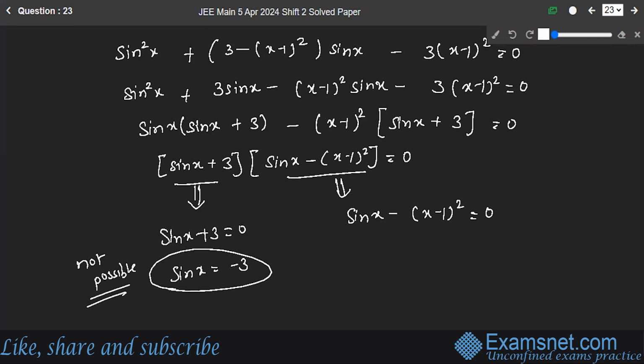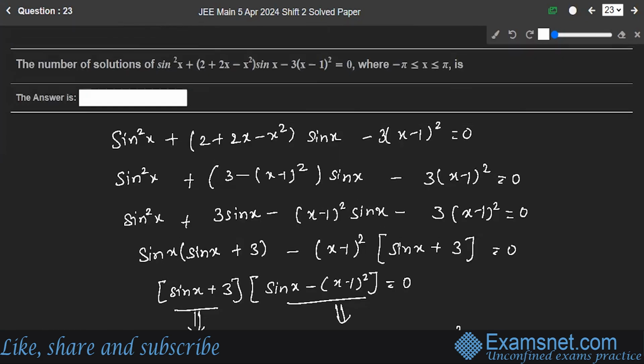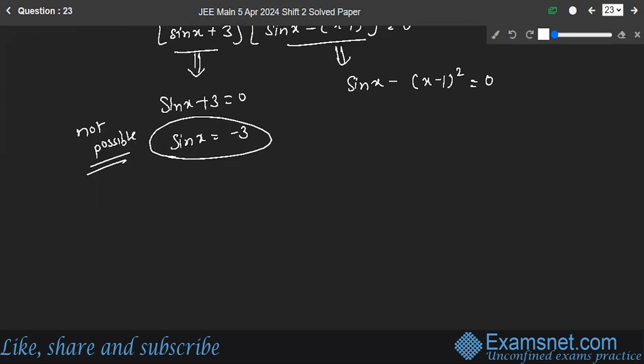So that means, you have to find out the number of solutions. Okay, so let's plot the graph over here. First thing, you have sin x is equal to (x minus 1) whole square. So let's plot the graph now.